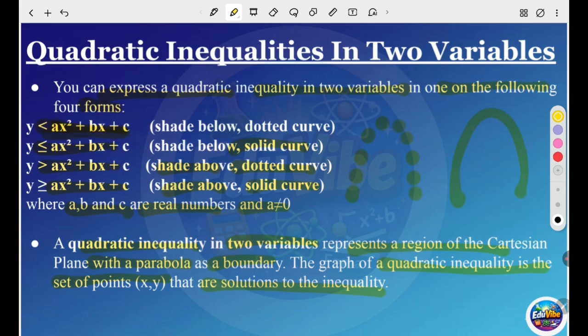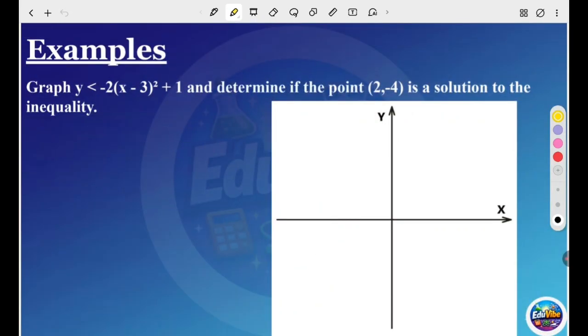Now we just have this type of standard equation when we deal with quadratics. You all know that there is a highest degree of 2 in quadratics. So let's discuss the example. It says y is less than minus 2(x minus 3) squared plus 1. Determine if the point (2, minus 4) is a solution to the inequality or not.